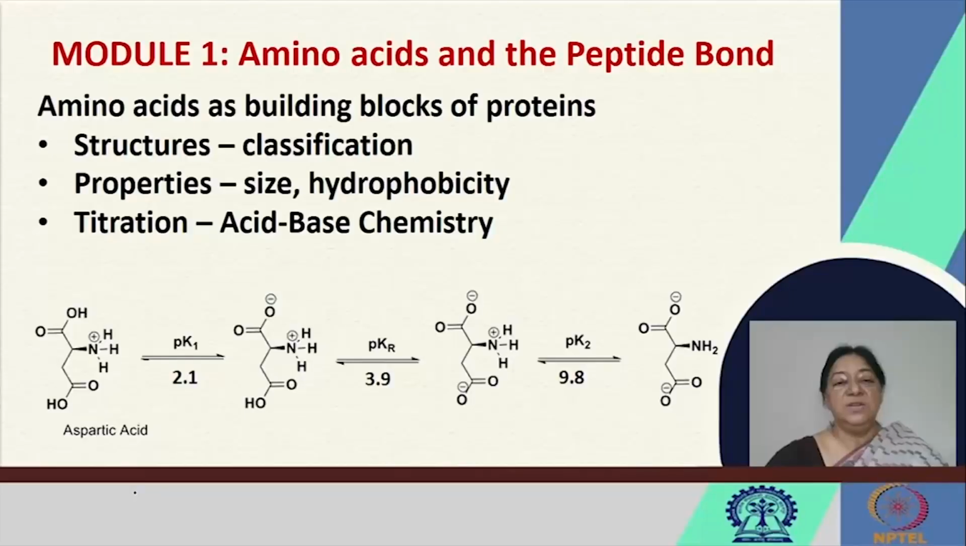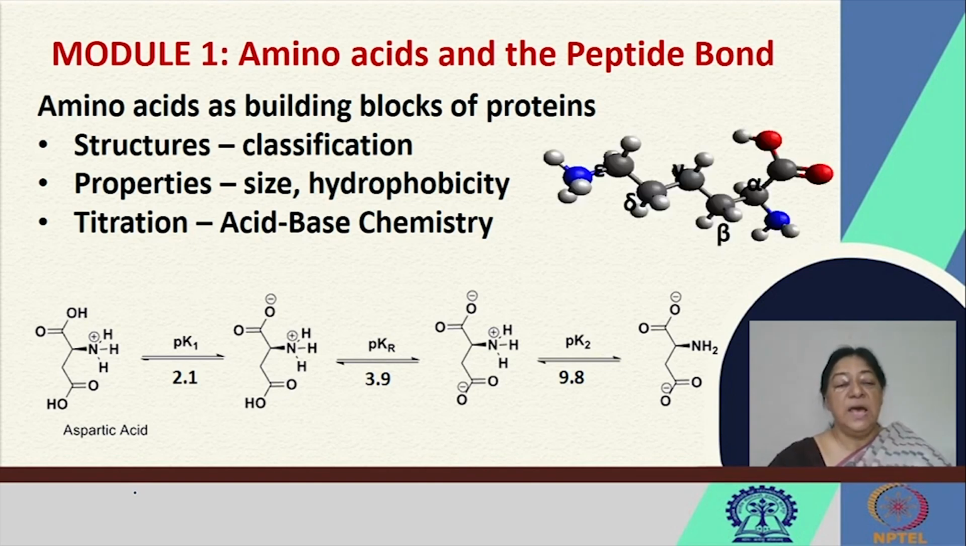We start off with the first module that dealt with amino acids and the peptide bond. We looked at the amino acids as building blocks of proteins and an understanding of their classification, their properties in terms of their size, their hydrophobicity, and how we can do specific titrations in the acid-base chemistry that they are involved in.